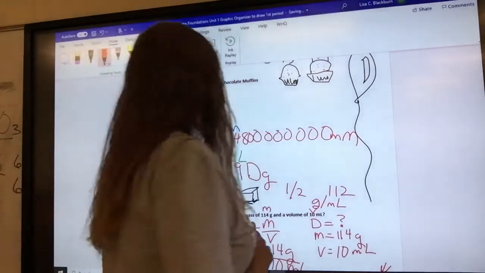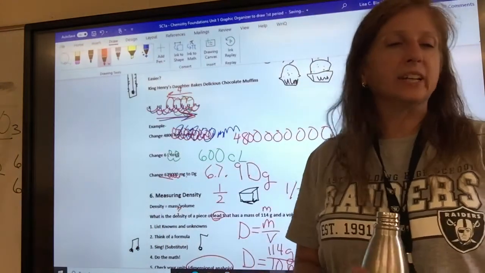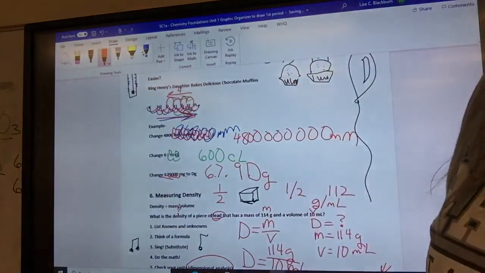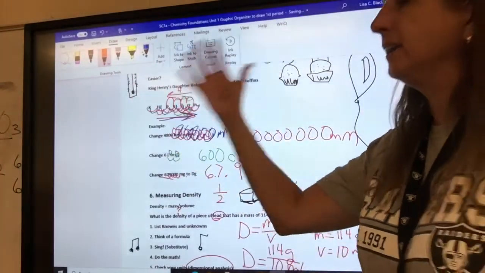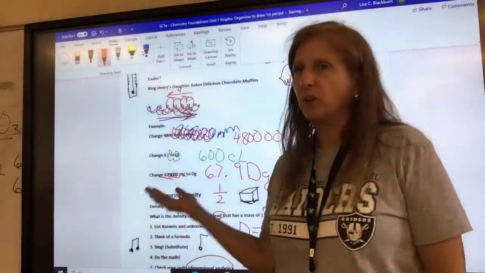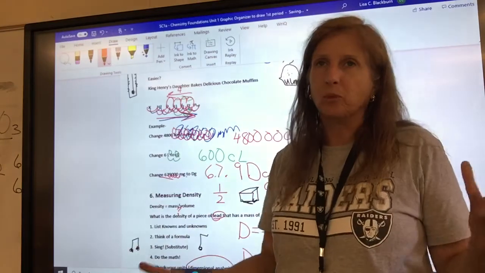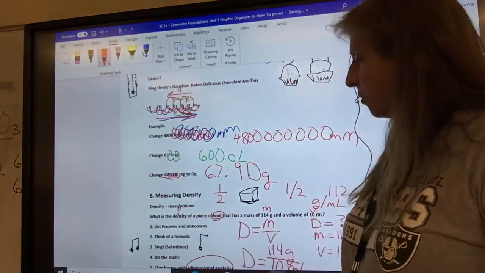Okay. All right, last idea, measuring density. I always think of Back to the Future. You are my density. Okay, so we're going to do some math on this one. You got to have some real math to do, right? So we have to learn a formula.